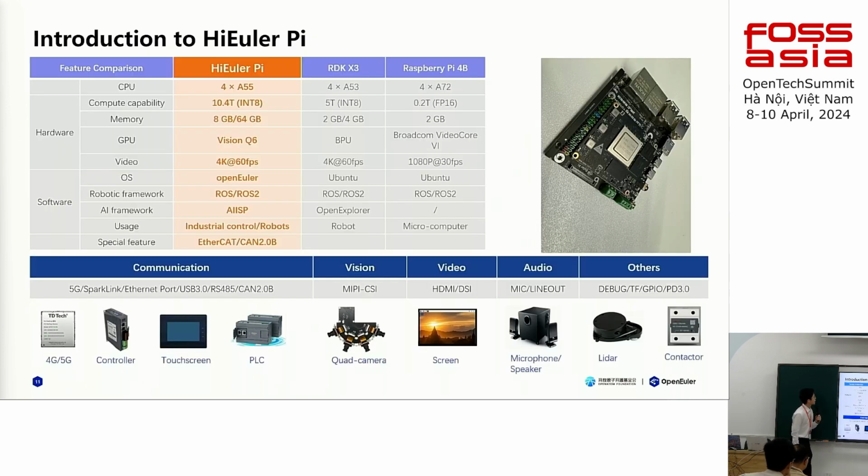All right, so I would like to introduce the development board. EulerPi is a series of development boards designed for running openEuler Embedded, and HiEulerPi is one of them. Its SoC is the SD3403, designed by HiSilicon, so we named it HiEulerPi. It has very powerful hardware and can run complex software. Its usage is mainly for industrial control and robotic applications. It can support various types of communication protocols and peripherals.